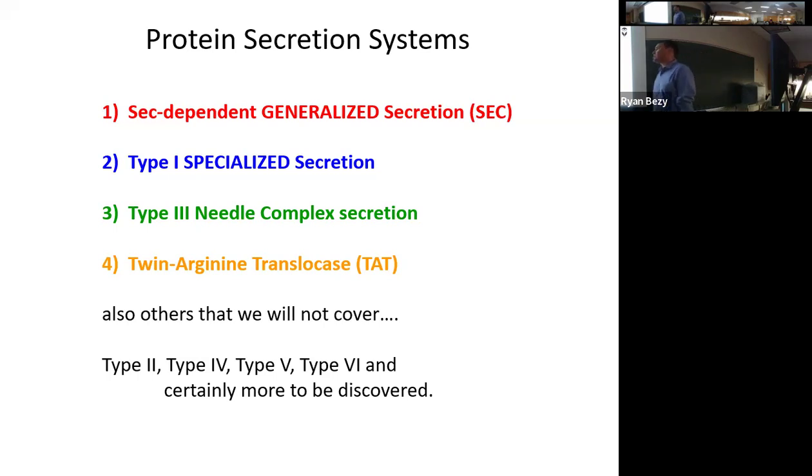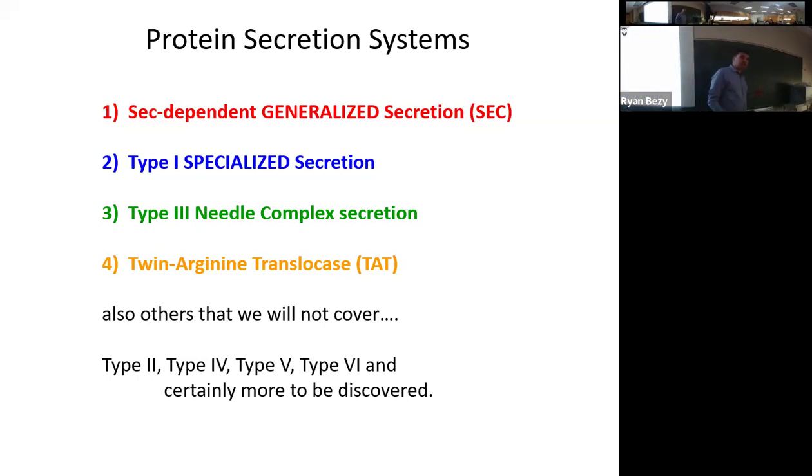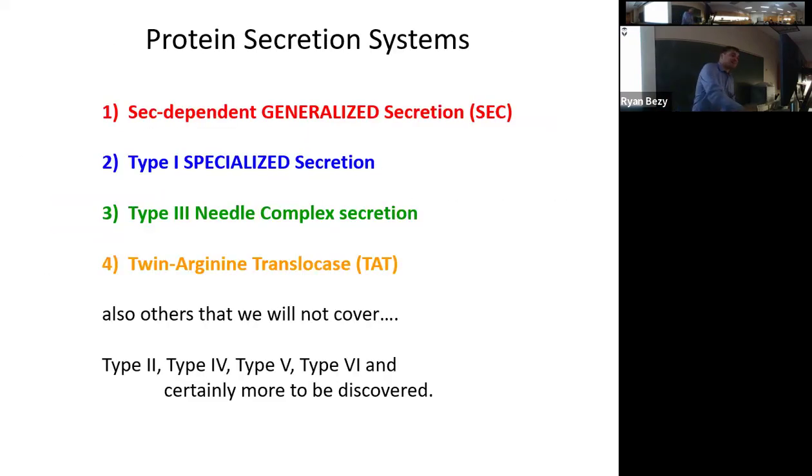There's a whole bunch of others, such as type 2, type 4, type 5, type 6, that we're not going to cover. It's just a matter of these being a little less common, that there are variations of some of these, and that we just don't have enough time. Okay, but I'm going to cover step-by-step how they do some of their protein secretion. I'm going to start off with sec-dependent, or what's also sometimes referred to as generalized secretion.